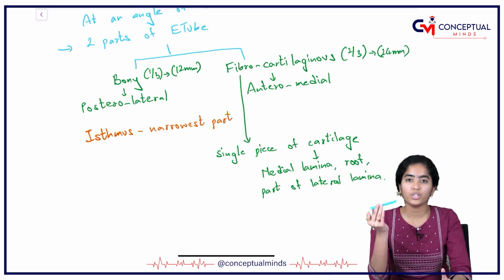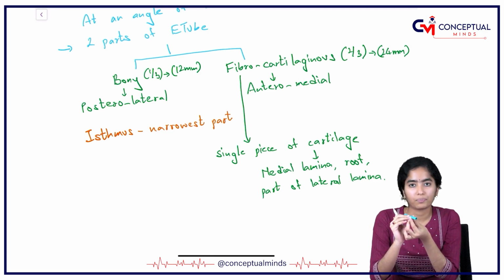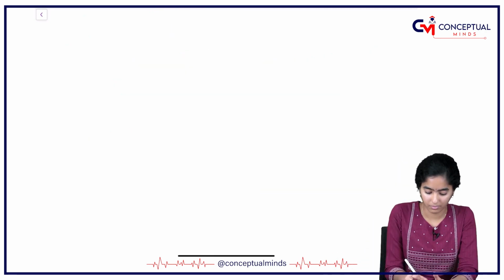Now this Eustachian tube is open on both ends. Both the sides it is open. It's not a blind tube. So let us see what is present on each of the openings.